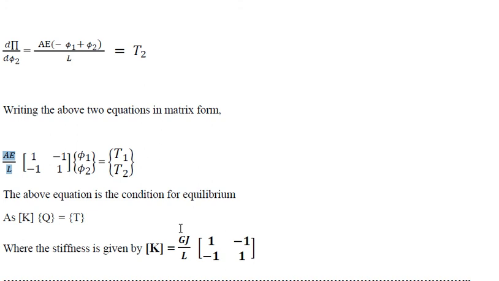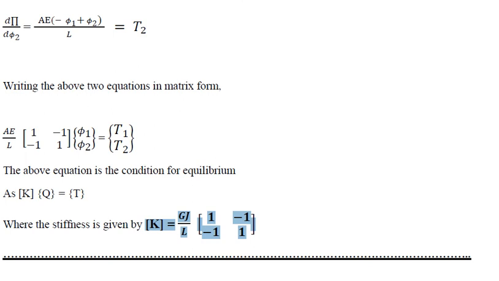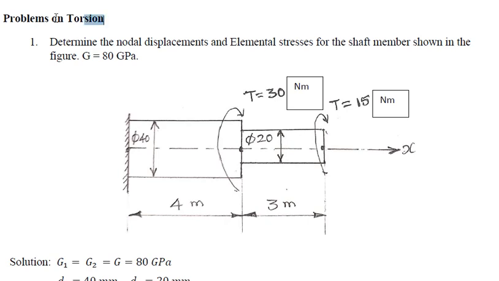The stiffness matrix for bar is Ae by L, 1 minus 1 minus 1 1, whereas for the torsional member, in place of Ae we replace Gj. Ae is replaced by Jg. That is the only change in the stiffness matrix expression. This is the stiffness of the torsional element. Now let us consider one problem in torsion. The torsional problem is the same as that of the bar problem.